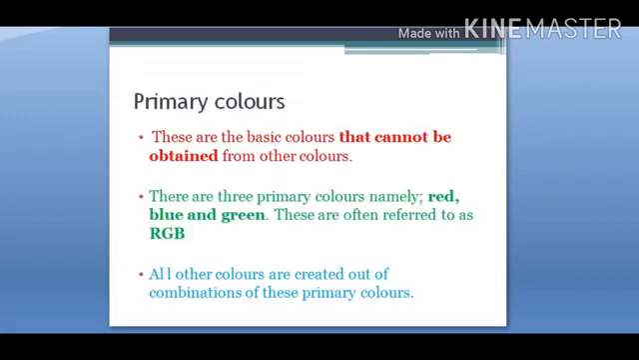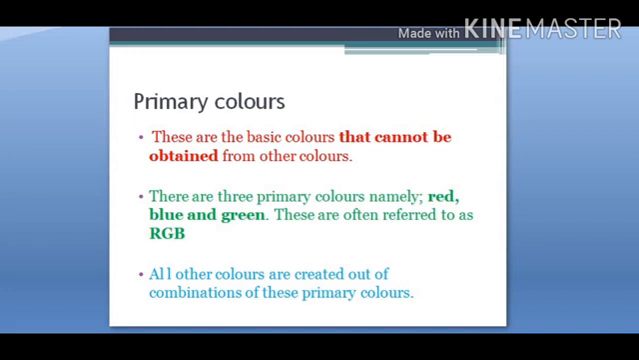Primary colors. These are the basic colors that cannot be obtained from other colors. There are three primary colors: red, green, and blue. In short form you can call it RGB. Using these three primary colors we can get many colors. When we mix primary colors in different proportions we get a variety of colors.